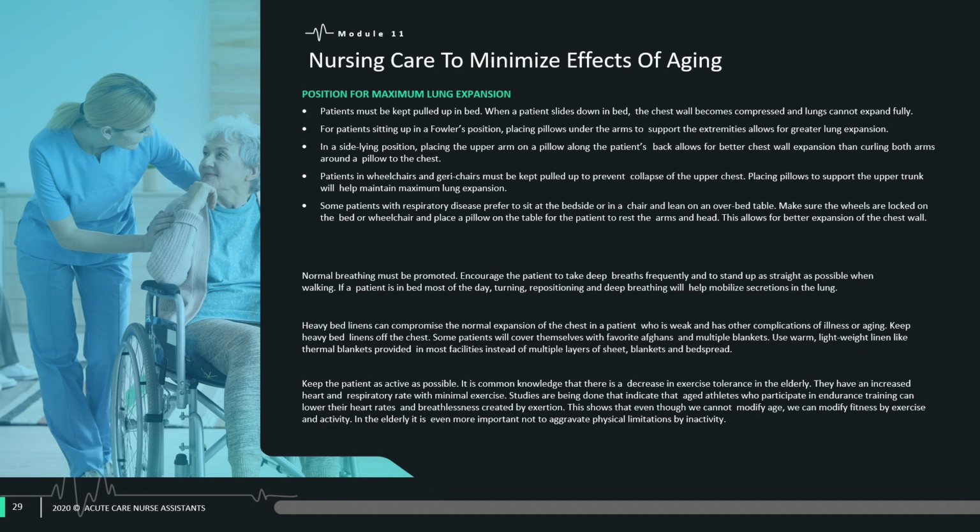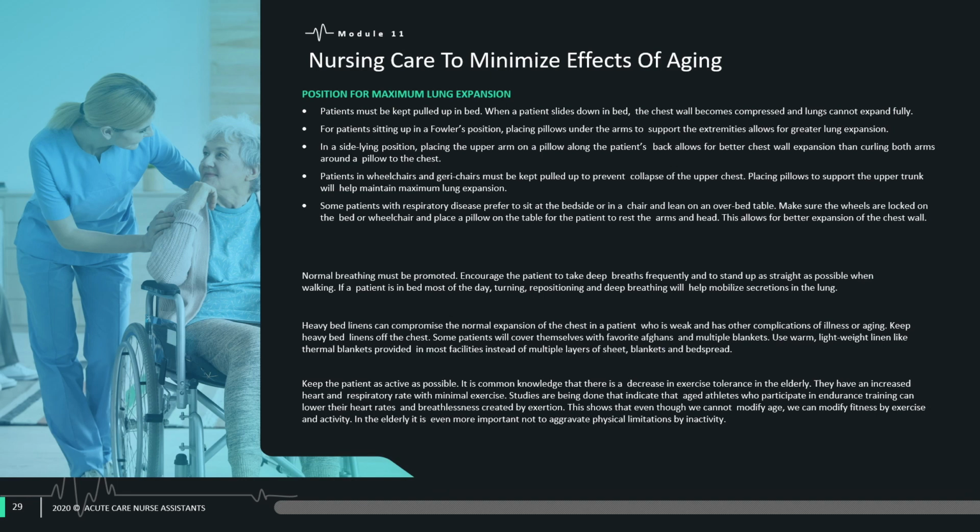Keep heavy bed linens off the chest. Some patients will cover themselves with favorite afghans and multiple blankets. Use warm, lightweight linen, like thermal blankets provided in most facilities, instead of multiple layers of a sheet, blanket, or bedspread. Keep the patient as active as possible.